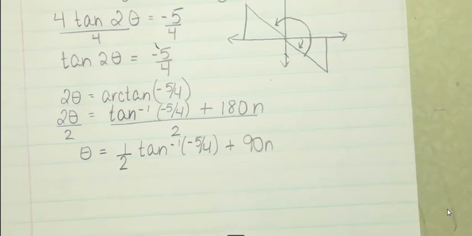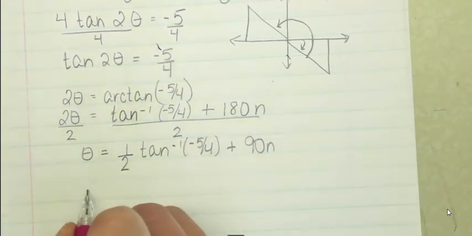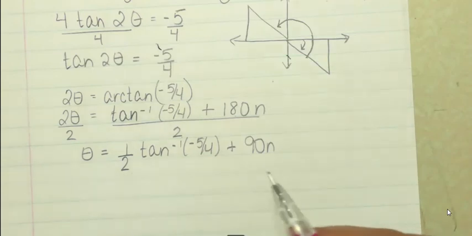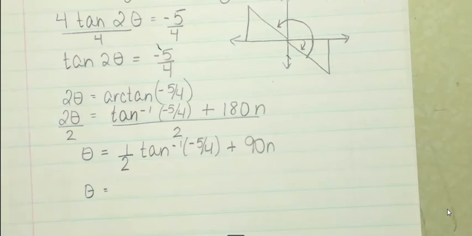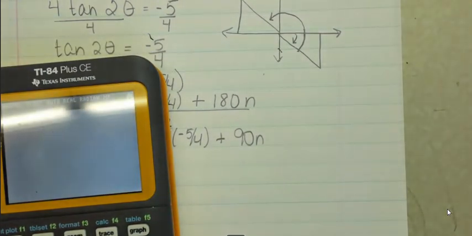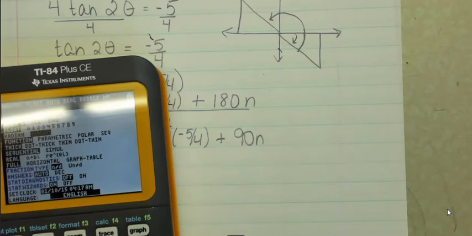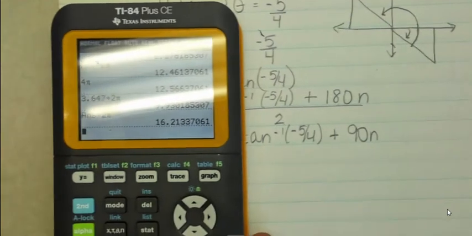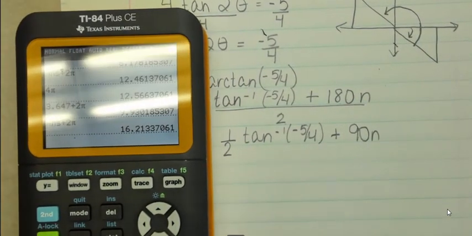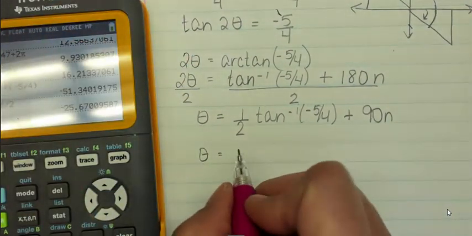Okay, so let's go ahead and finish this up. So we're going to have theta equals, well, let's figure out what tan inverse of -5/4 is. Oh, and I better make sure I'm in degrees. I'm going to have to really be careful with that. But I think you guys are getting that. I think you've had a lot of practice with it. Okay, so tan inverse of -5 divided by 4 is that, but I need half of that. So really it's -25.67.